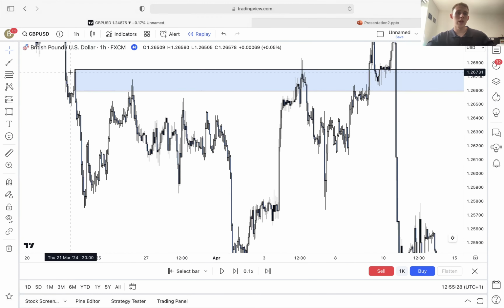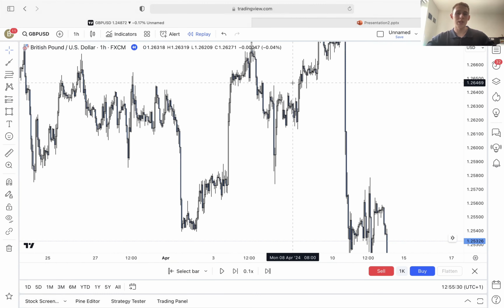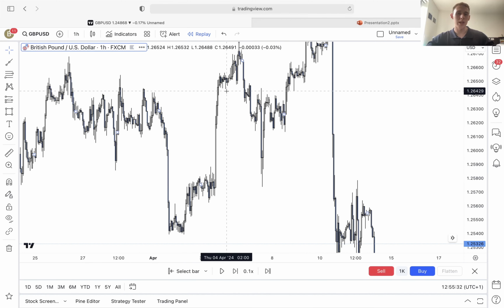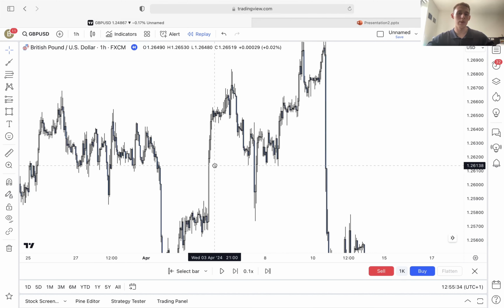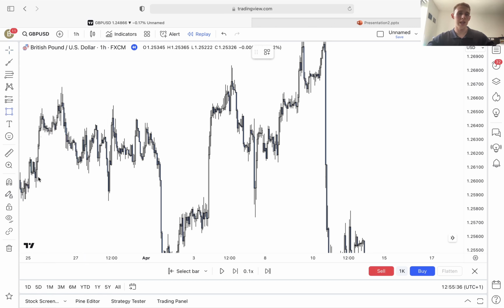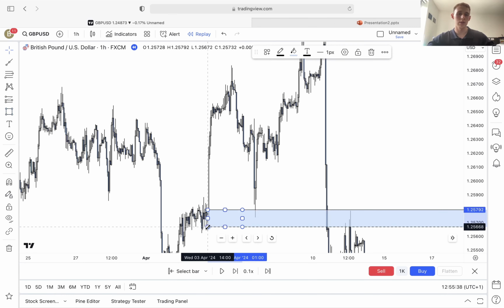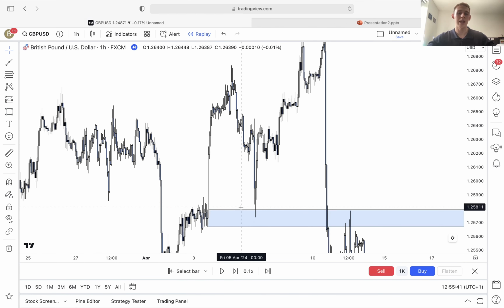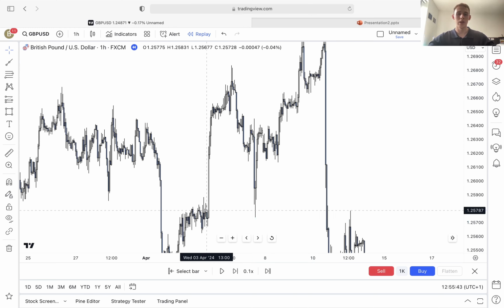Sorry about that. Another good example was here. We had this area where price clearly pushed away from with a lot of momentum. Once it then came back into this zone, what did it do? It reacted once again and pushed away from that zone.